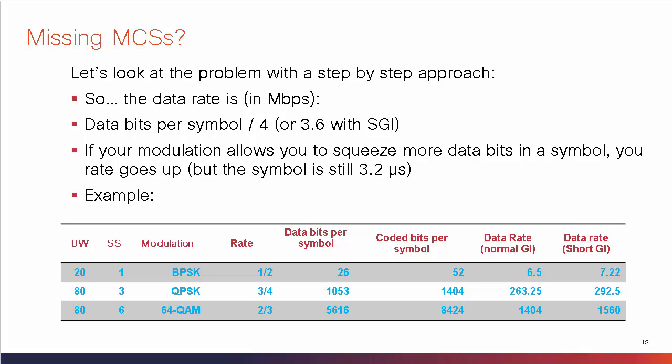So this is why we say the coded bits is 52. You're sending 52 changes in your wave during the 3.2 microseconds, but because half of them are repeats of the previous, the real data bits that you are squeezing into that 3.2 microsecond duration is in fact 26 bits.